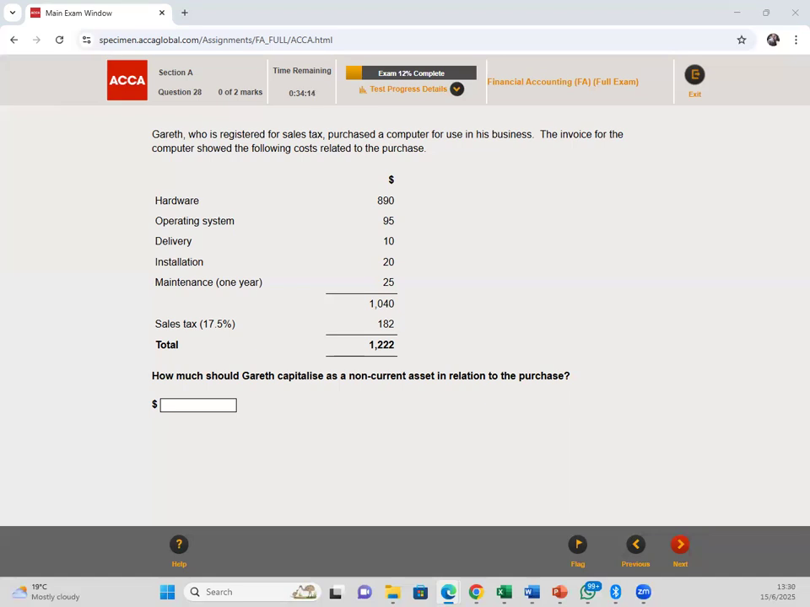Because if they're a registered taxpayer, they are going to recover the tax, so they are not going to record that. So 1040 less the 25, that should be 1050. Yes. So just take note, if they were not registered, they would include the 182.